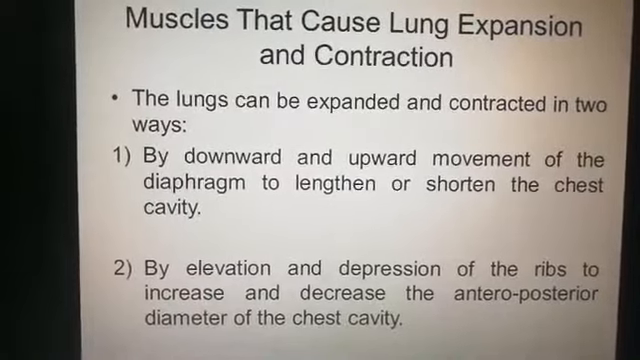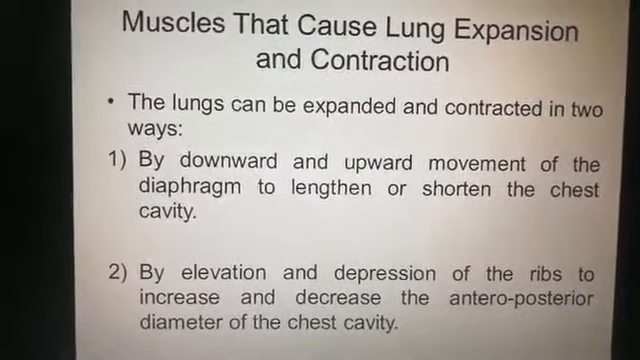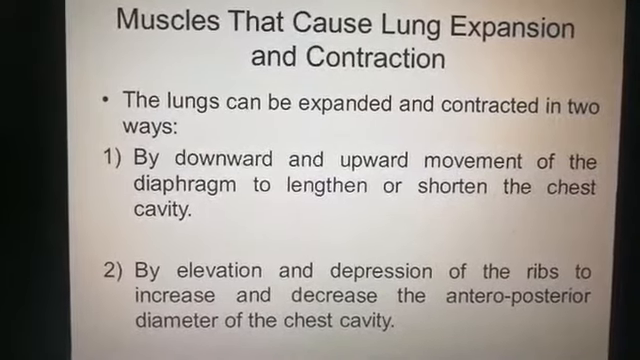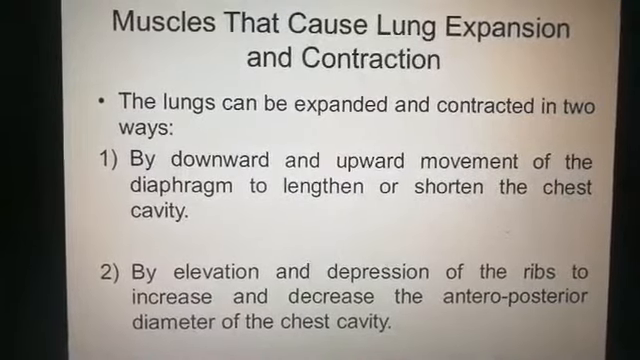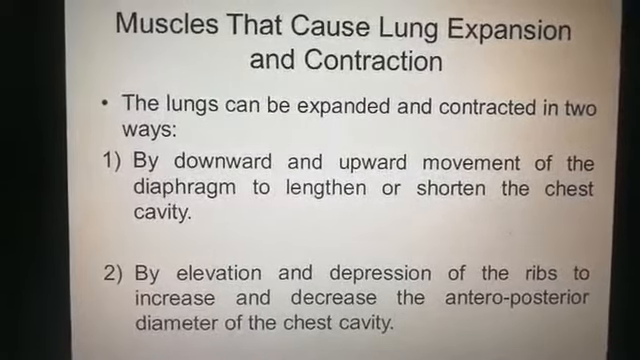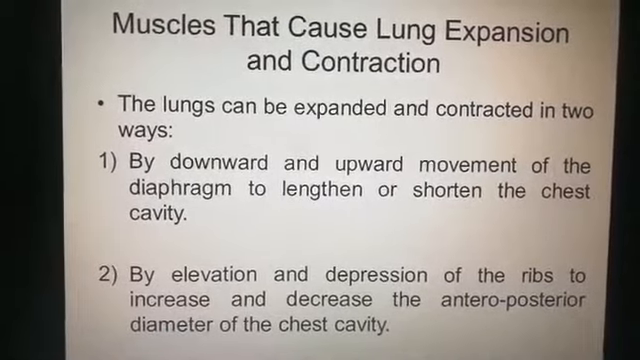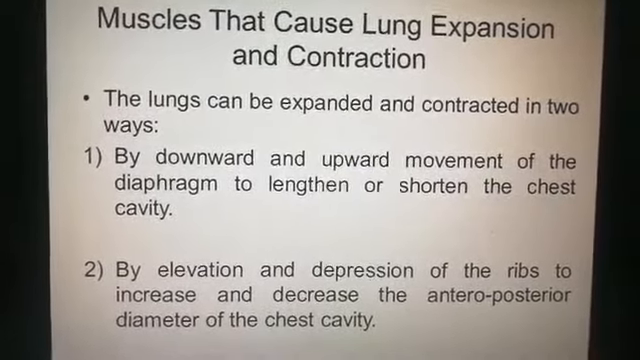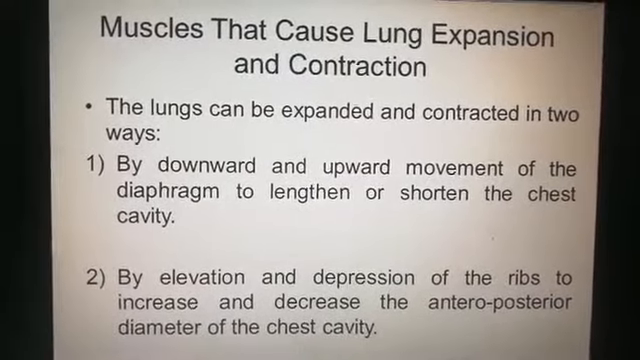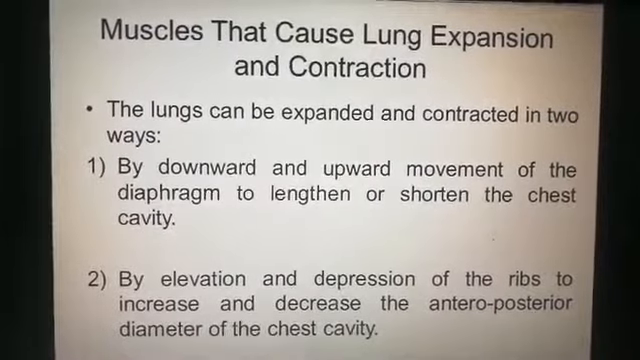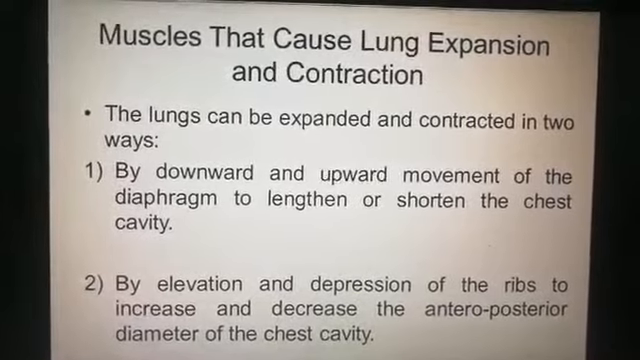The mechanics of ventilation, muscles that cause lung expansion and contraction. The lungs can be expanded and contracted in two ways: by downward and upward movement of the diaphragm to lengthen or shorten the chest cavity, in which the vertical diameter increases or decreases, and by elevation and depression of ribs to increase and decrease the anterior-posterior diameter of the chest. So the rib movement controls the anterior-posterior diameter, and the movement of the diaphragm controls the vertical diameter.